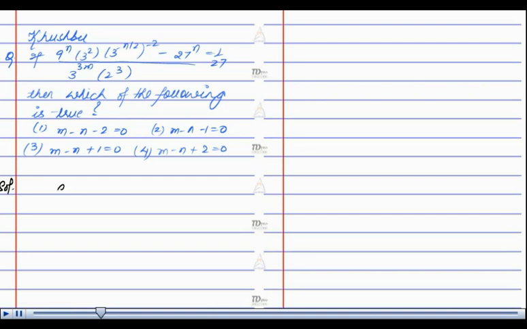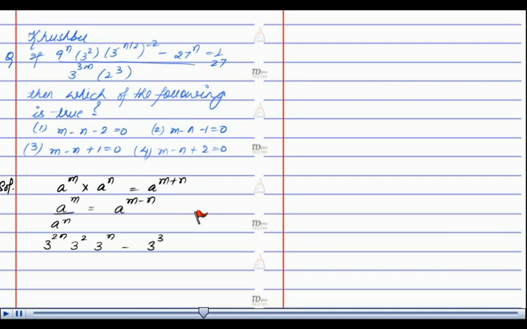We know that a to the power m into a to the power n is equal to a to the power m plus n. A to the power m upon a to the power n is equal to a to the power m minus n. Now, we can write 9 as 3 square. So it becomes 3 to the power 2n into 3 square into 3 to the power minus n by 2 into minus 2 gives n. 27 can be written as 3 cube.